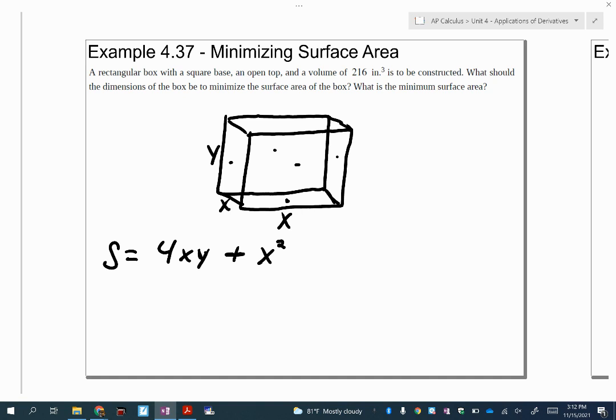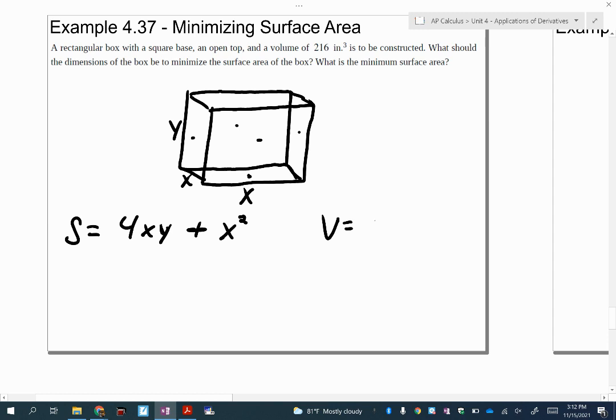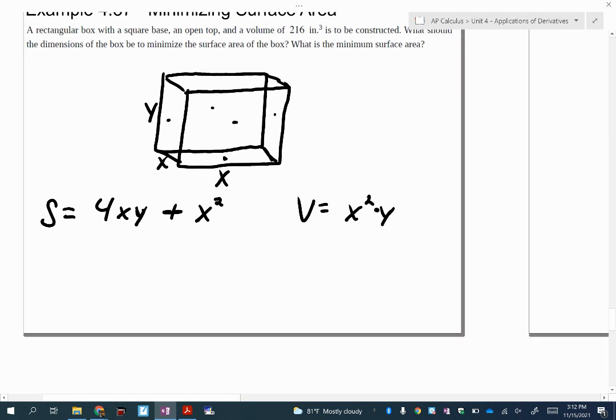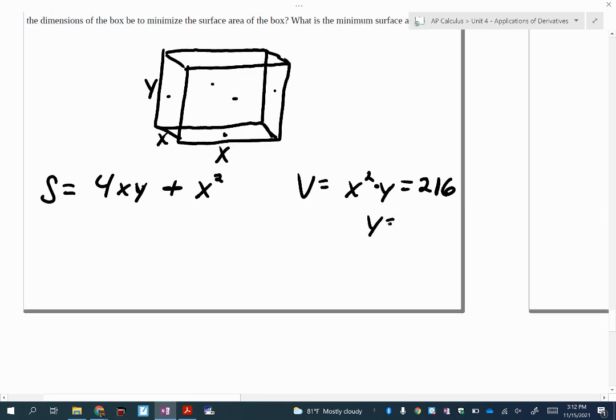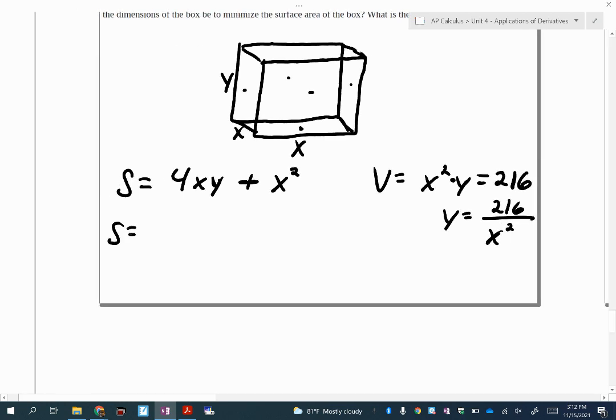But what I can do is figure out a way to rewrite Y using X. In terms of the volume, that's going to be X squared times Y, because X times X times Y, length times width times height, is the volume, and that's the same as 216 cubic inches. So if I solve for Y, that's going to be 216 over X squared. Okay, so I'm going to plug that in for Y and get 4X times 216 over X squared plus X squared.